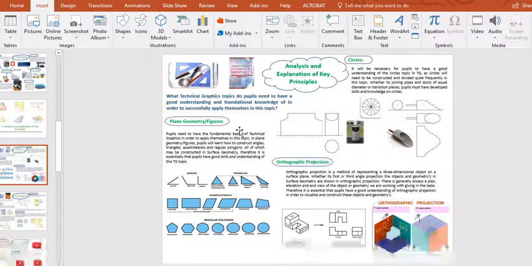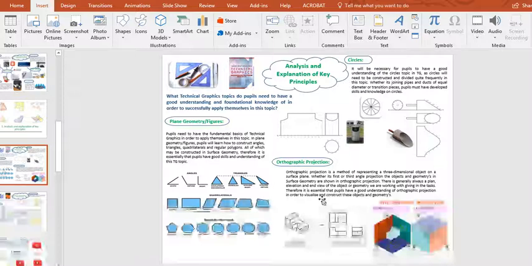Pupils are going to have basic knowledge and skills of how to apply themselves here, and then obviously with orthographic projection, the different views. So you might have a transition piece or a piece of duct and you need to show it in plan and elevation, maybe a side view. So pupils are going to have to know the difference between the plan, the elevation, and the end view, and just have a basic knowledge of these three areas definitely in order to apply themselves.